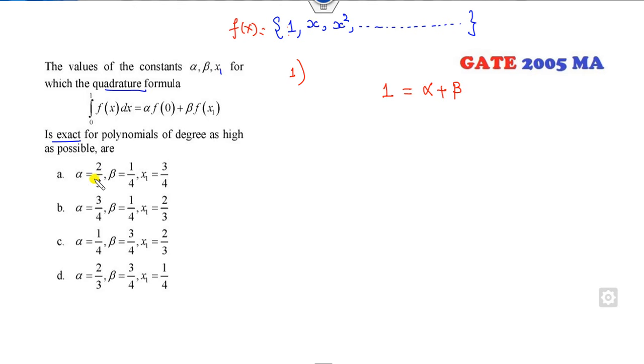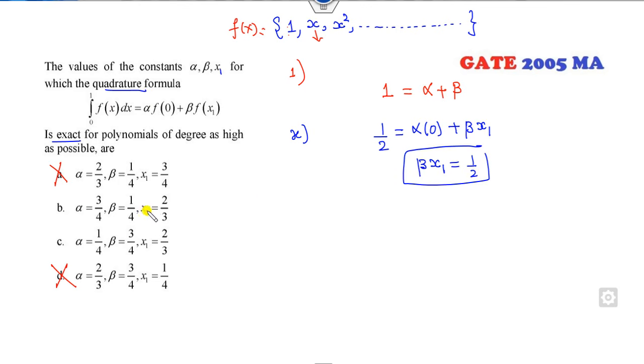So you can check the options. You can see alpha plus beta is not equal to 1 here. Alpha plus beta may be 1. It is a 1, so this may be the right answer. This is also correct. It may be the right answer. This is not equal to 1, so it is cancelled. Now look at the second option. If you consider f of x as x, right hand side is x square by 2. This is alpha times 0 plus beta times x1. So that means beta times x1 is half.